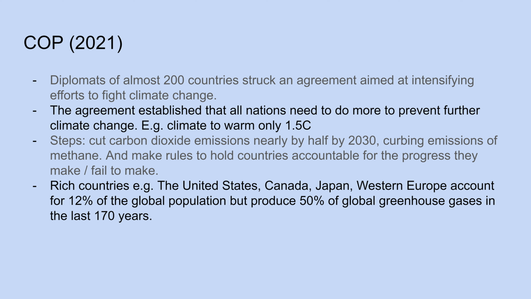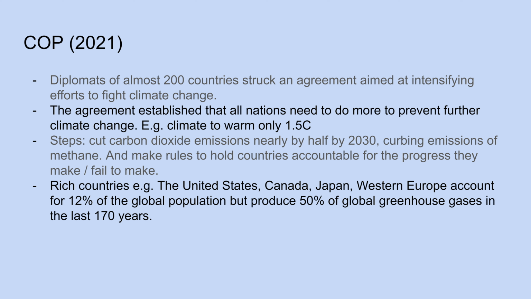Rich countries, e.g. the United States, Canada, Japan, Western Europe, account for 12% of the global population, but produced 50% of the global greenhouse gases in the last 170 years. So President Biden and the European leaders insisted countries like India, Indonesia, South Africa need to accelerate their shift away from fossil fuels. They lack the financial resources to do so, and rich countries have been stingy with aid.